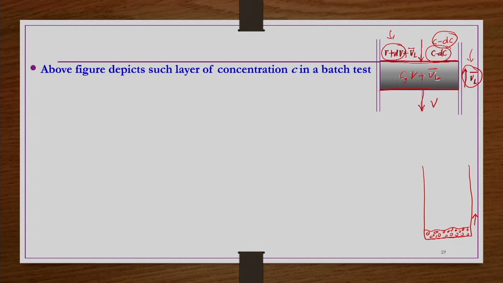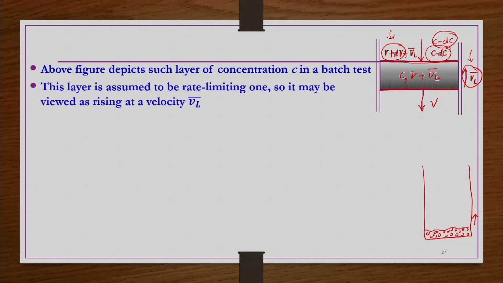The above figure depicts such a layer of concentration C in a batch test. Whatever limiting layer we have considered, we have drawn pictorially as one particular layer like this. This layer is assumed to be rate limiting, so it may be viewed as rising at velocity VL bar. Initially it is at the bottom, and then it gradually rises up.